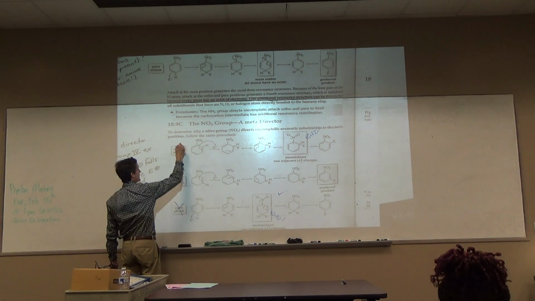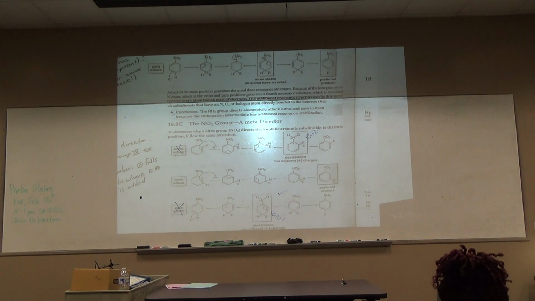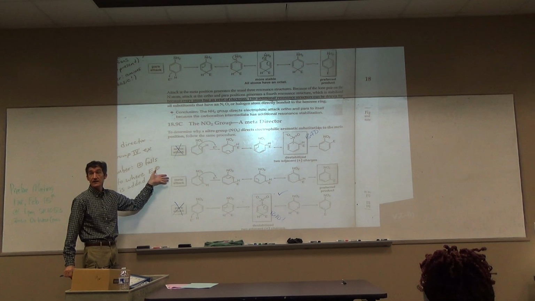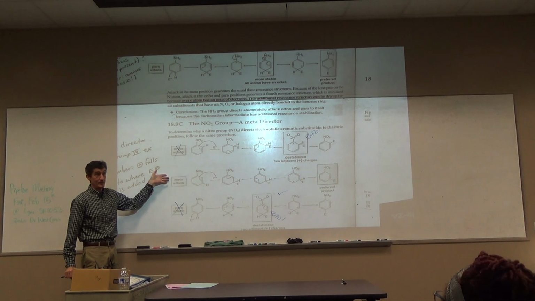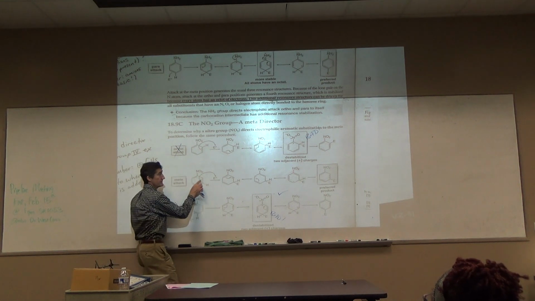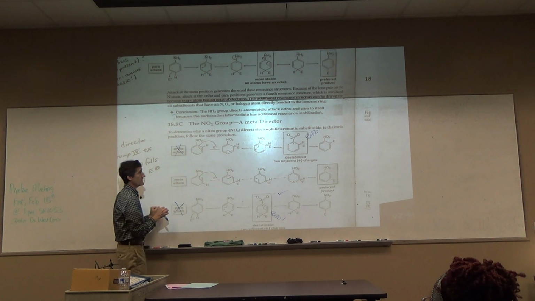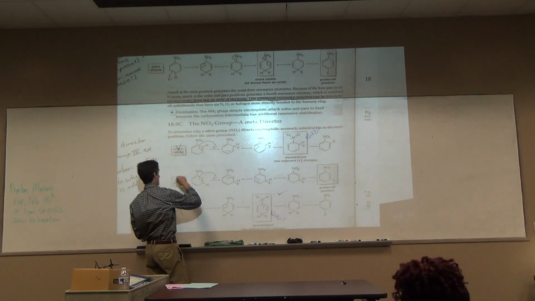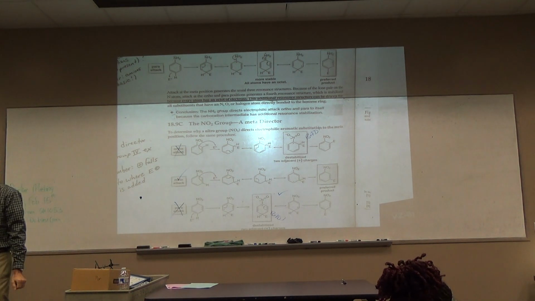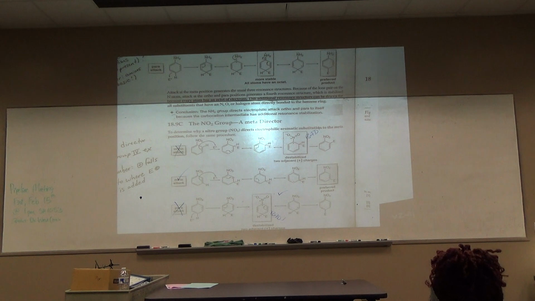So these don't occur. Why does meta occur? Not because the meta is good. It's because it's not bad. When it goes meta, the positive never falls on that carbon. It's three intermediates: that's an intermediate, that's an intermediate, that's an intermediate. Which intermediate is the best? The one that you get by meta attack. Not that it's good, it's just less bad.